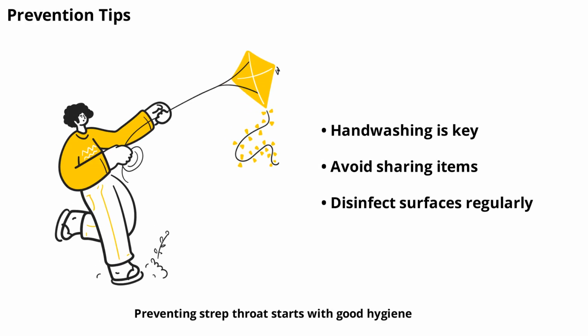Preventing strep throat starts with good hygiene. Wash your hands regularly, avoid sharing personal items, and cover your mouth when coughing or sneezing. Stay home if you're sick, and encourage others to do the same. Clean and disinfect frequently touched surfaces, and maintain a healthy lifestyle to support your immune system.